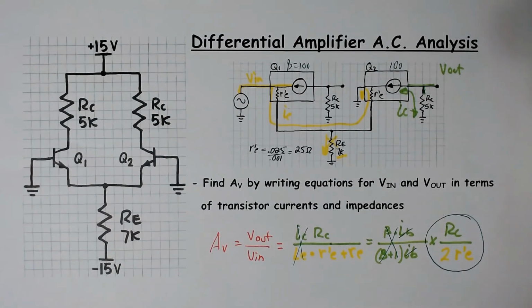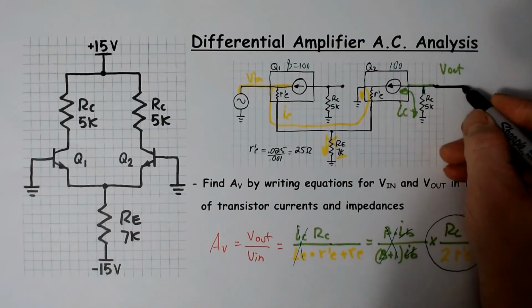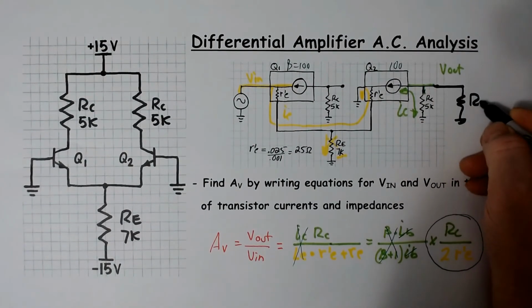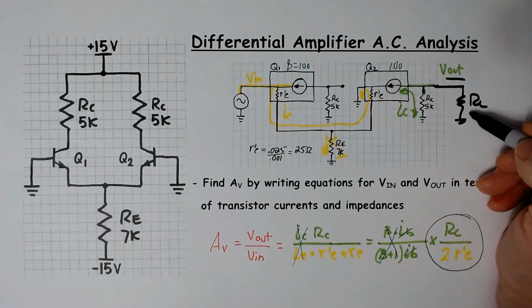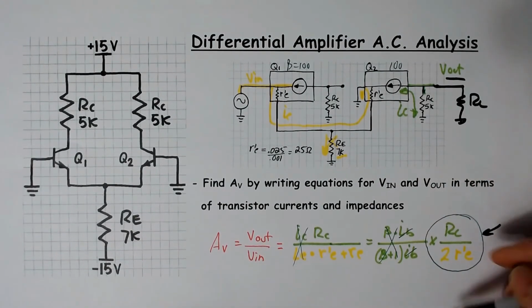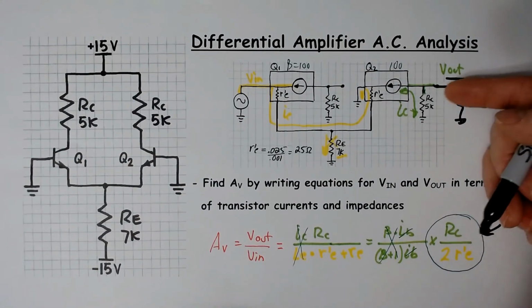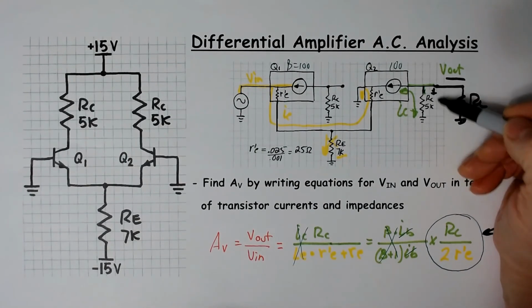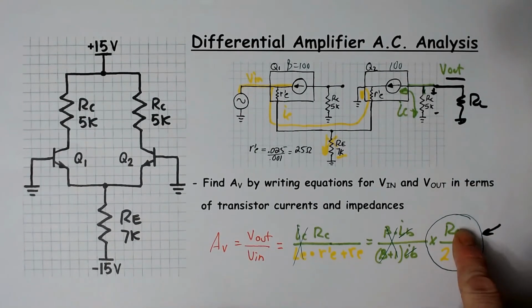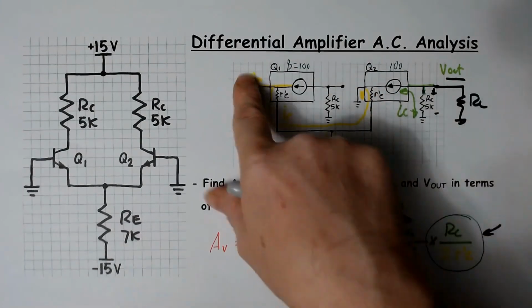And what that means, so if I am attaching a load right here, a load resistor, the voltage across the load will be this much bigger. This is the gain factor. Sorry, the voltage across RC, because this is the open circuit voltage. The voltage across the collector resistor will be this many times bigger than what's coming in.